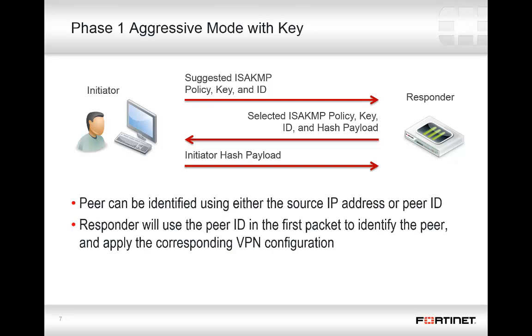So, unlike main mode, the first packet does contain the initiator's peer ID. Therefore, the responder can use this ID and not only the source IP address to know who the peer is and which security policy to use. It doesn't require a static source address, nor only a single VPN configuration.